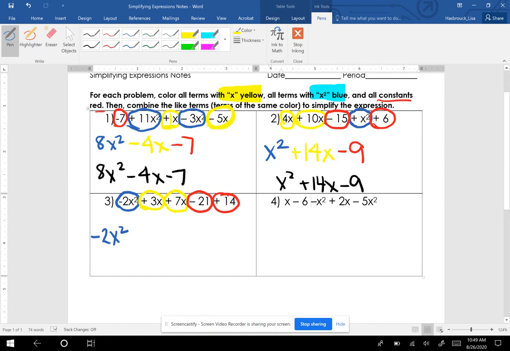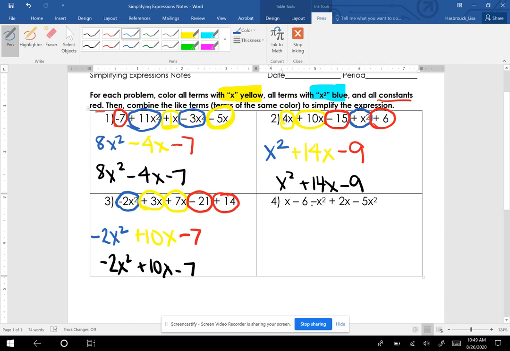Now I'm going to combine my x's. 3x plus 7x is a plus 10x. And last I'll combine my constants. Negative 21 plus 14 is in fact a negative 7. So our final answer for this one is negative 2x squared plus 10x minus 7.